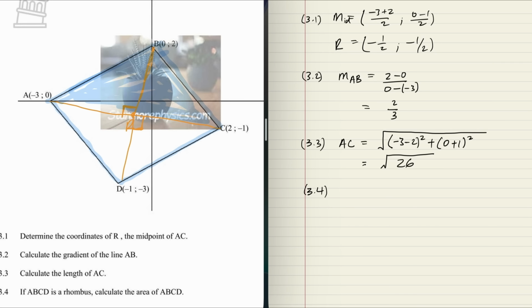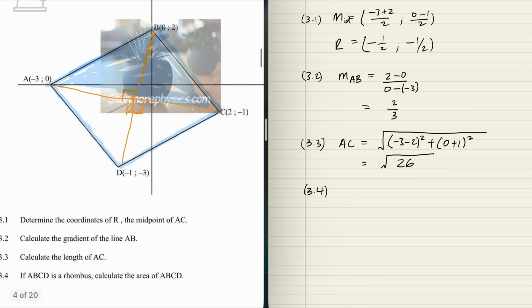And I can simply multiply it by 2. Okay, so let's go ahead and calculate the length of BR. So BR is going to equal the square root of x2 minus x1, so 0 minus a half, well 0 plus a half because it's minus minus, all squared, plus 2 minus a half, so that's plus a half, all squared. And that gives us BR a length of square root 26 over 2.